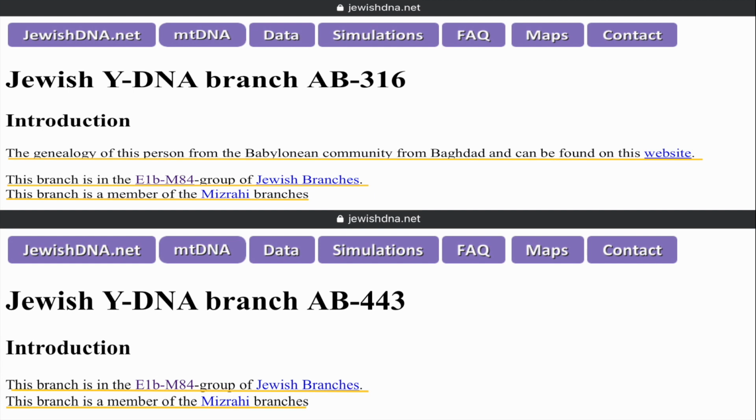This branch is in the E1b-M84 group of Jewish branches. This branch is a member of the Mizrahi branches. This branch is in the E1b-M84 group of Jewish branches. This branch is a member of the Mizrahi branches.